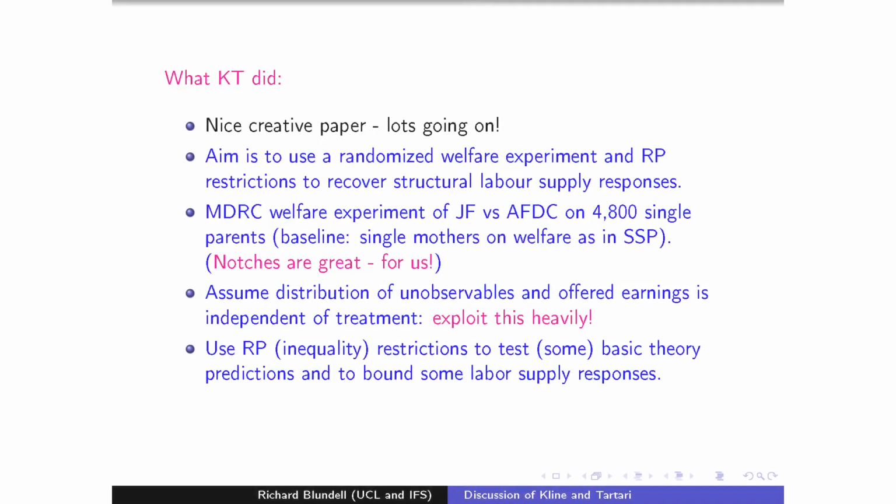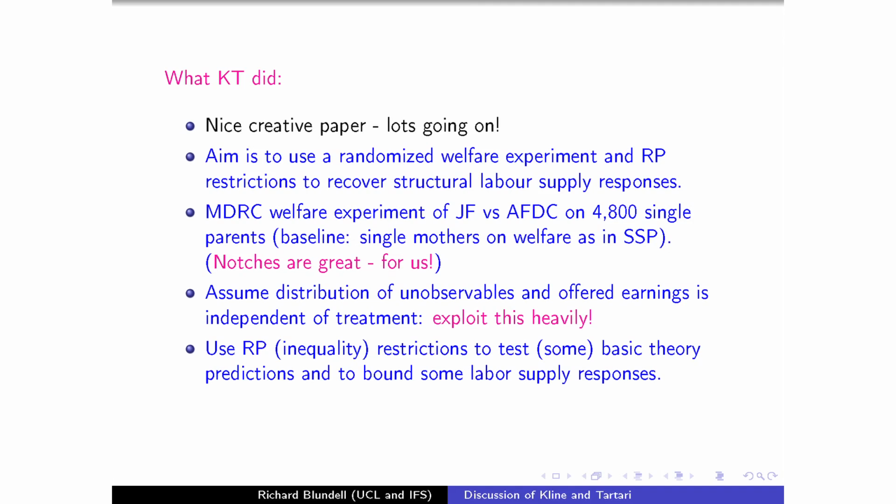This is a nice welfare experiment. The baseline, as far as I could tell, was a set of single mothers on welfare, as in the Self-Sufficiency Project. So they're very low earnings people, maybe no earnings people three years before, or sometime before. You don't really use that. I think that could be quite useful. The SSP has used it a lot. But the notches are great, of course, for us. They're almost, as far as I can tell, probably one of the worst designs in public finance, but we like that kind of thing.